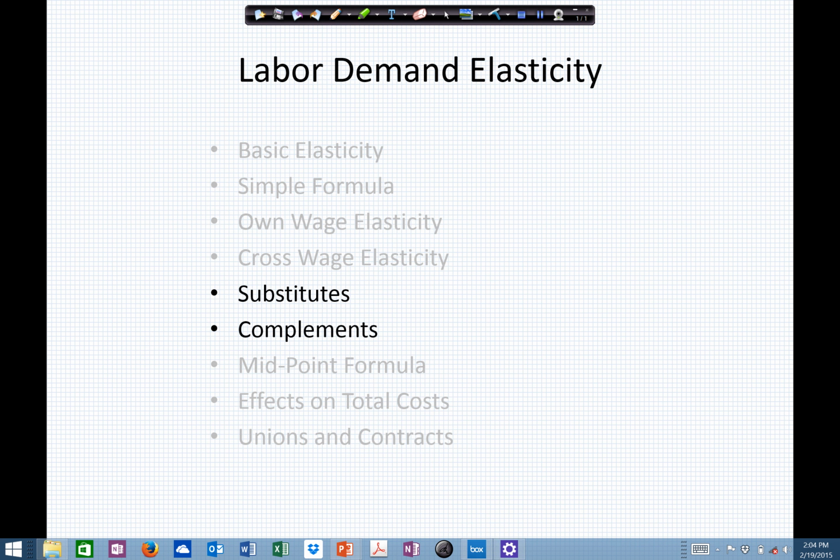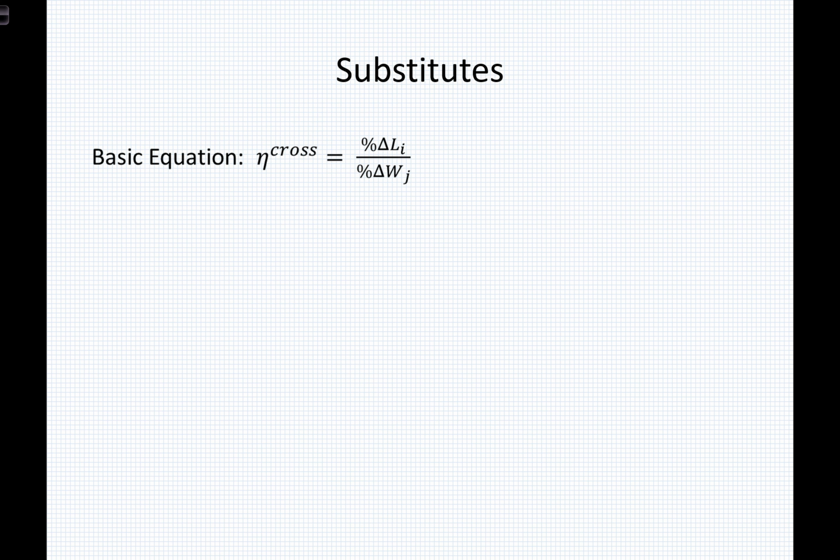In this segment on labor demand elasticity in this ongoing module, let's take a look at the concept of substitutes and complements in the labor market. So what would be a substitute? If I am a ditch digger, let's say, then I might be substitutable with someone who is more highly skilled than I am, or of equal skill. They may be able to substitute for me.